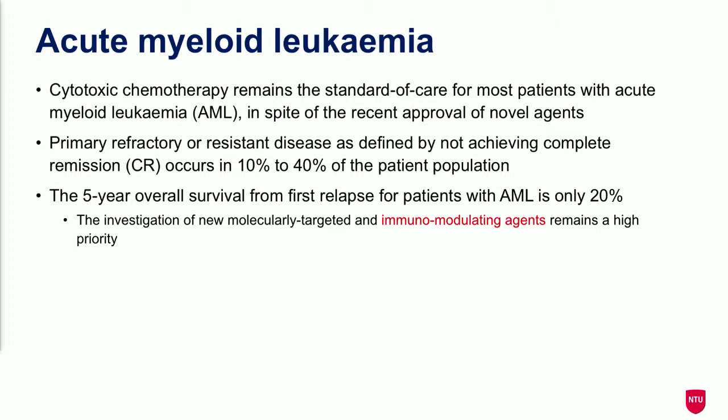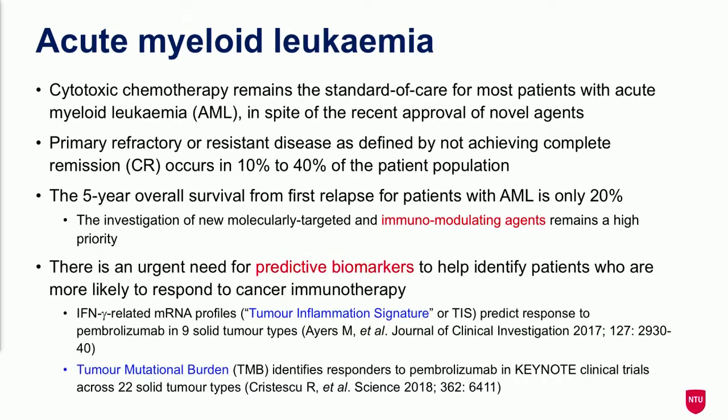We need to identify new molecularly targeted and immunomodulating agents. This is a high priority for those in the field. So again, there is an urgent need to develop predictive biomarkers to help identify patients who are more likely to respond to cancer immunotherapy. And we know that investigations in the solid tumor field have indeed identified predictors of response to immunotherapy. And I'm just mentioning here the interferon gamma-related RNA profiles and also tumor mutational burden.